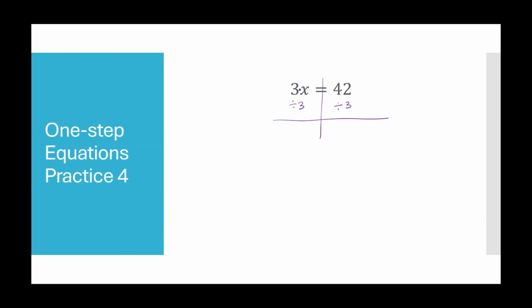My 3 divided by 3 cancels because it's just 1. And 1x is just x. On my other side, 42 divided by 3 leaves me 14. And we're done.